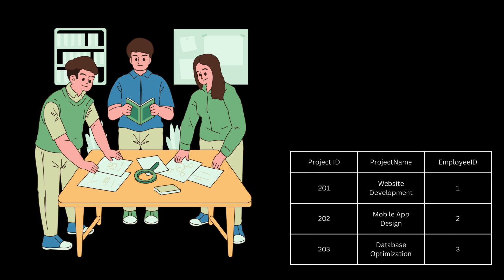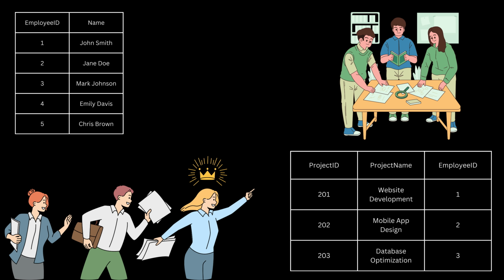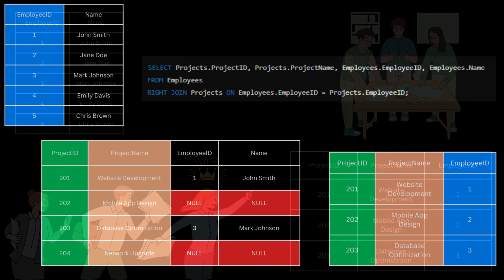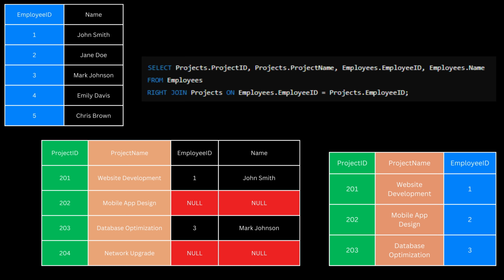What is a right join? Right join returns all rows from the right table and the matched rows from the left table. If no match, null values are returned for columns from the left table. Suppose you have a list of projects, right table, and a list of employees, left table. A right join shows all projects, including those with no employees assigned, with null for employee details.